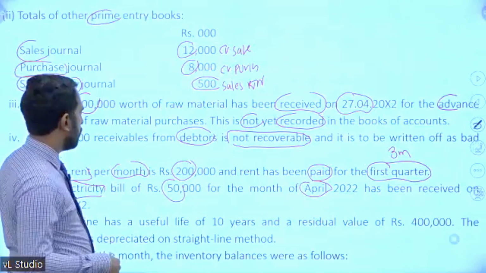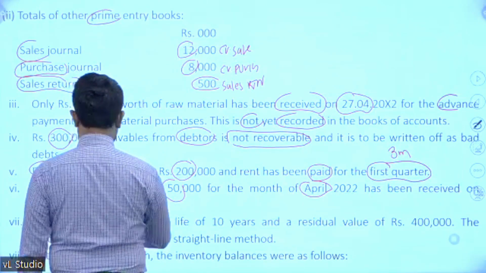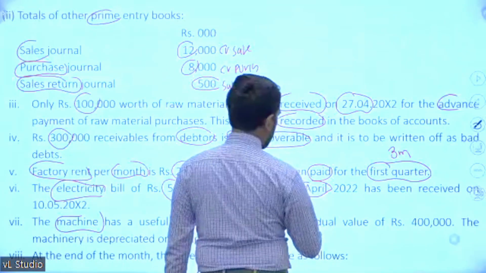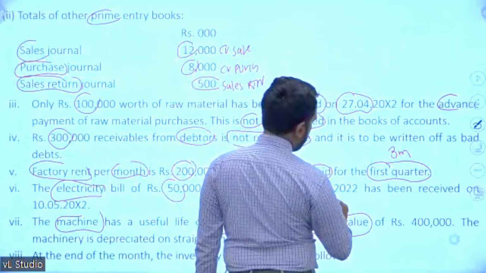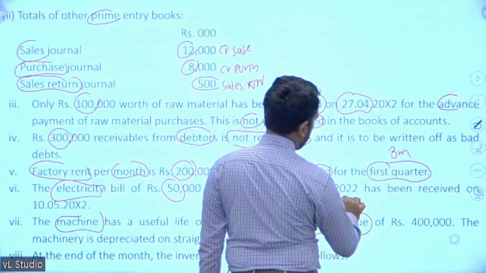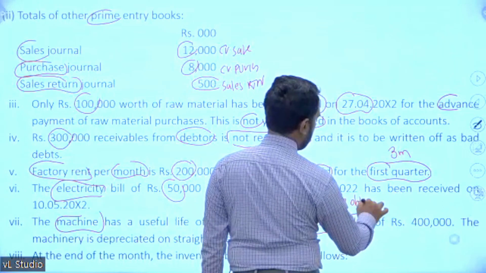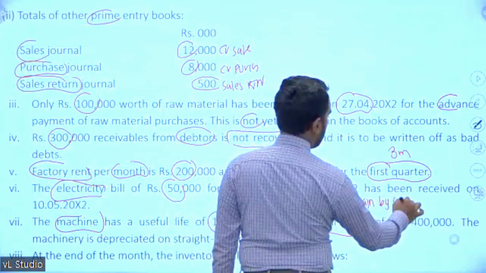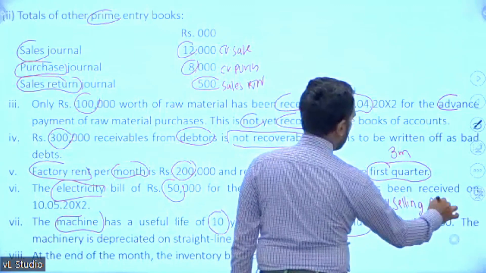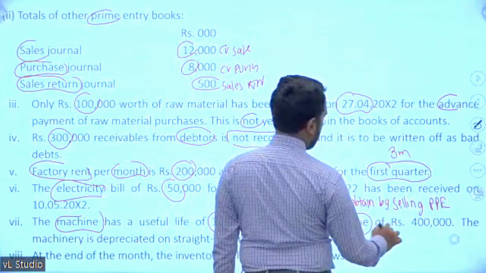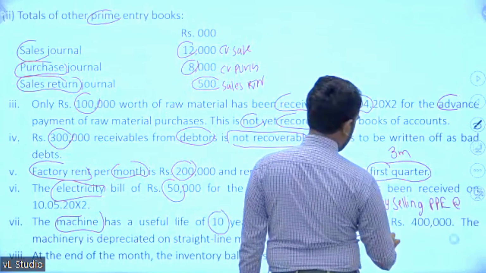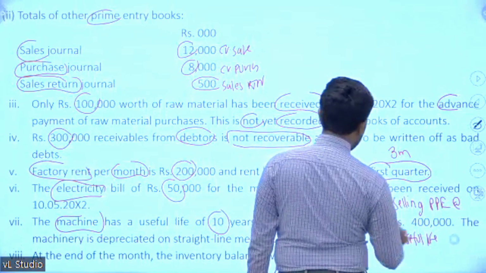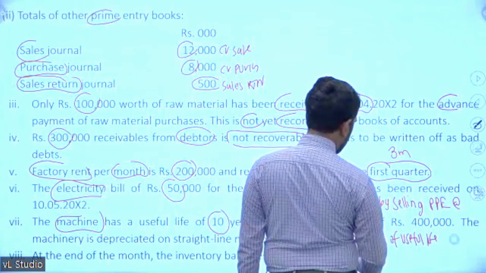The machine had a useful life of 10 years. The residual value means the value that can be obtained by selling the PPE at the end of its useful life. So this is basically an estimation. Residual value is a future estimate.